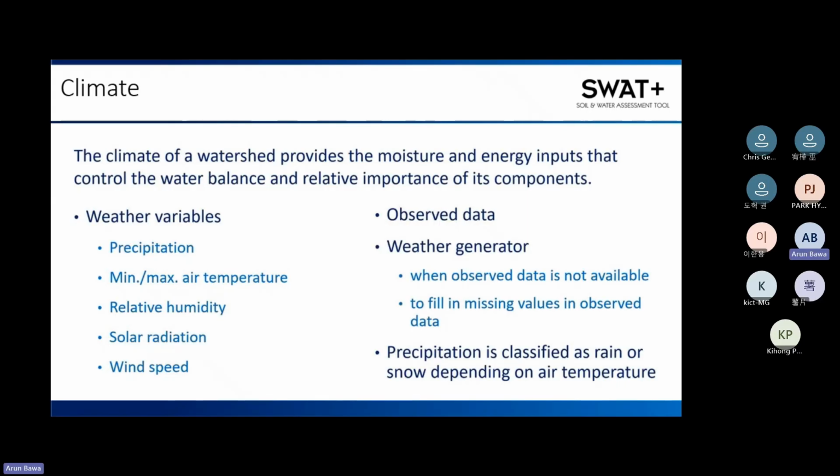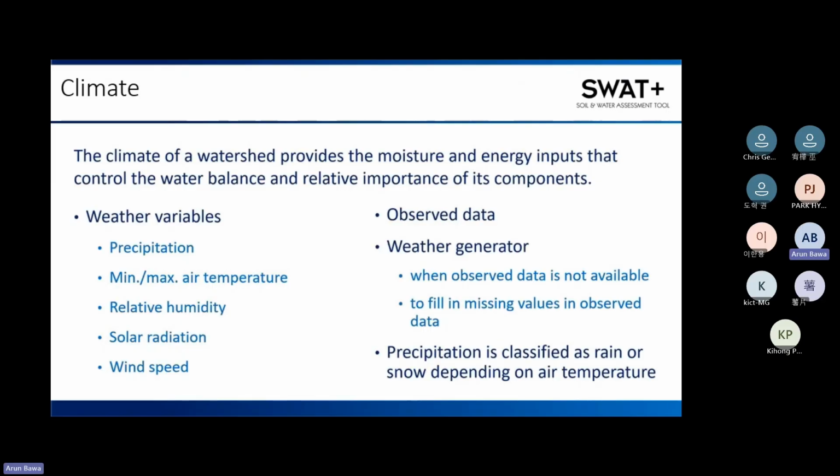And then, yes, we prefer that in the SWAT model, you provide the observed data. Observed data means locally collected weather station data, or you can utilize satellite products. There are many satellite and climate products. You can utilize those.